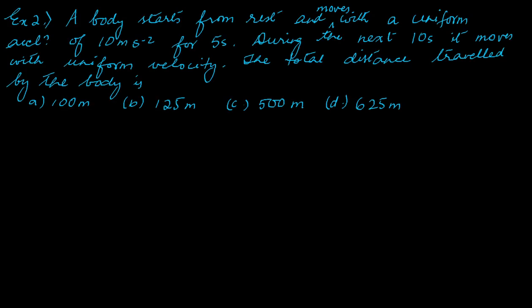Exercise number 2. A body starts from rest. Again here, since the body starts from rest, u will be 0, and it moves with a uniform acceleration of 10 meters per second squared. So the acceleration here is given. a is 10 meters per second squared for 5 seconds. Time here is given to be 5 seconds. During the next 10 seconds, it moves with uniform velocity.